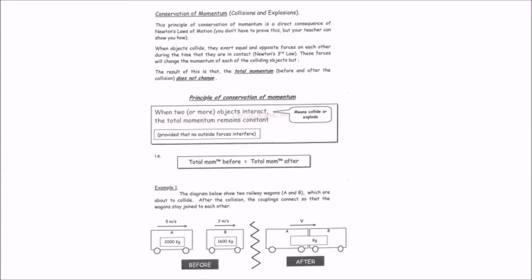The diagram below shows two railway wagons, A and B, which are about to collide. They're both going left to right. After the collision, the couplings connect so that the wagons stay joined to each other, i.e. they coalesce, and we now have one mass, right? So effectively, can you now work out the velocity of the new coalesced wagons together?